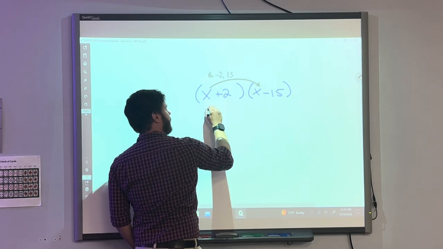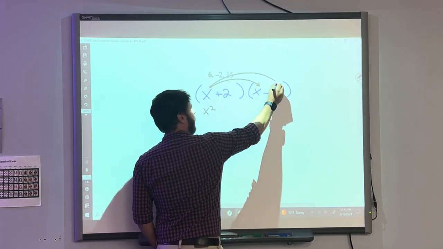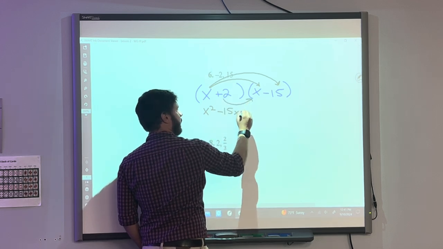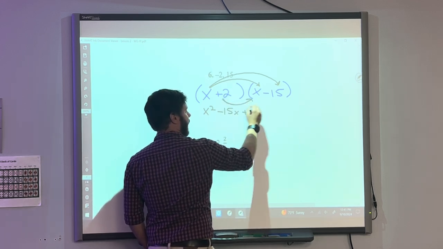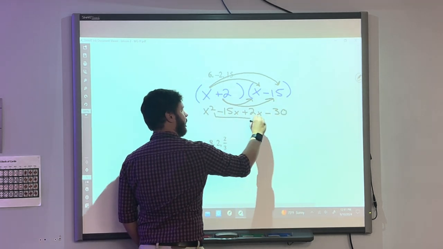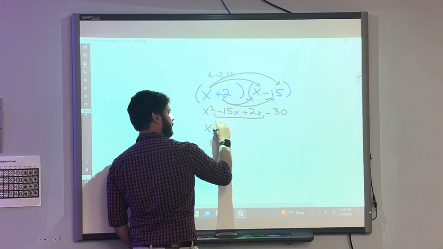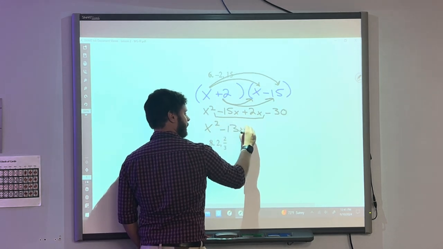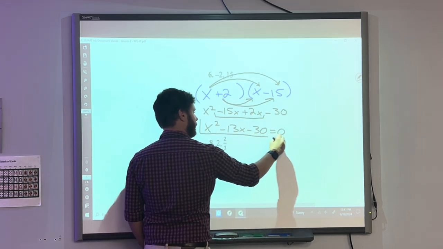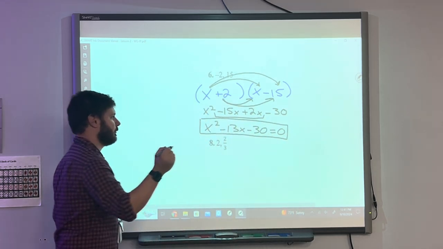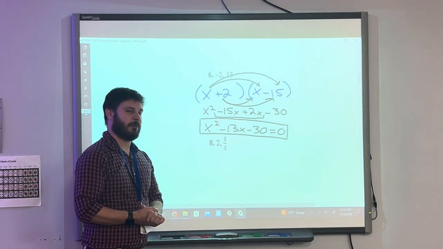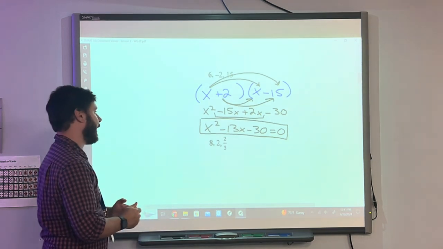First, outer, inner, last. Okay, let's combine the middle. And just don't forget the equal 0. Okay. All right. I know you've done foiling in the past. I know it might not be top of mind right now, but this should be some good practice.